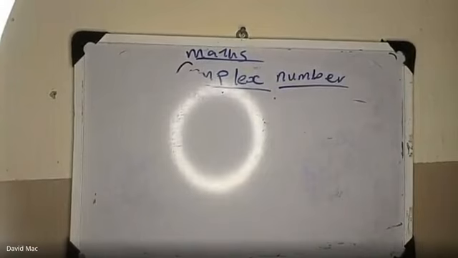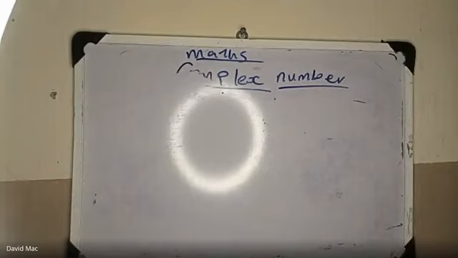So let's continue the class. As I was saying, when we talk about conjugates, we're just talking about the opposite of your complex number. So please, let's continue. Let's look at some examples now.